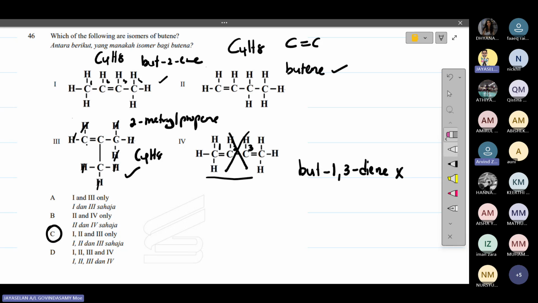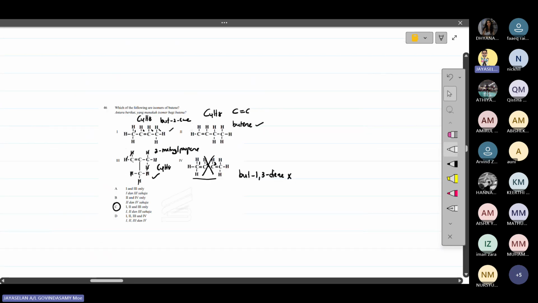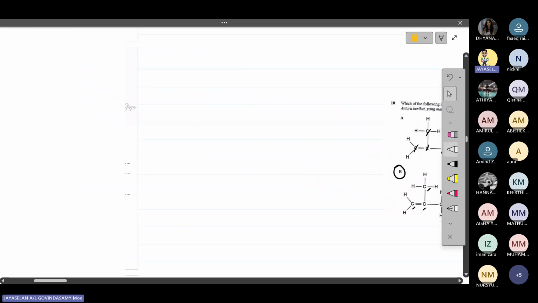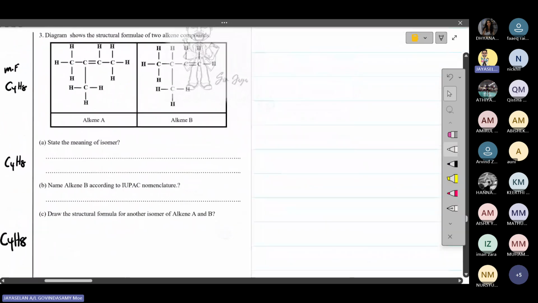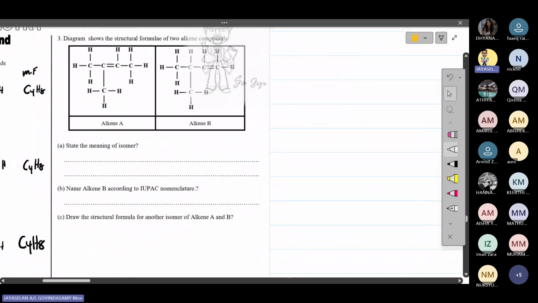Understand? Okay, later I will share all these. Y'all try to do. Okay, now y'all answer this question. 2 minutes from now. Page number 26.